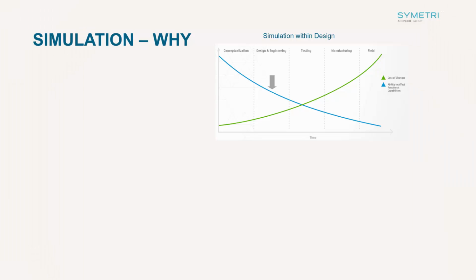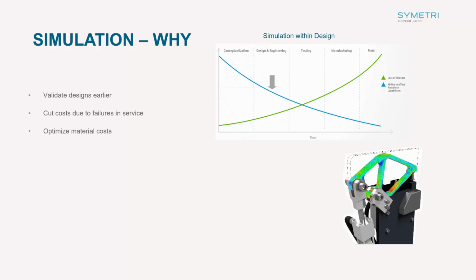So, why use simulation within your design workflows? Here is a simple image of where simulation can come in. Essentially, for any product you end up designing, there's a concept stage, design and engineering stage, testing, manufacturing, and then it goes out into the field. If you were to incorporate simulation workflows within your design and engineering environments, it can help you validate designs earlier. It'll help you cut costs due to failures in service. Additionally, it's going to help you optimize material costs.